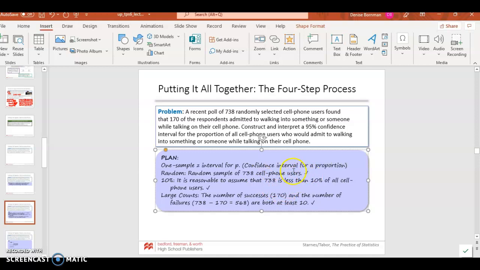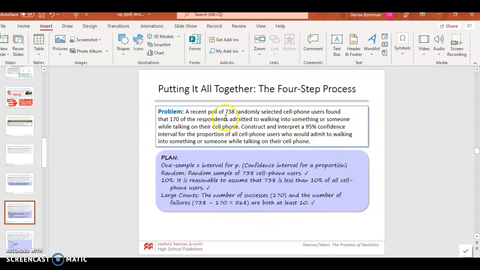We're making a confidence interval for a proportion. Technically, it is a 1 sample Z interval for a population proportion P. So my conditions here, random. Well, it was met because it says my sample was random. 738 randomly selected cell phone users. So check. We do have to write it out here in AP. 10%. It's reasonable to assume 738 is less than 10% of all cell phone users, for sure. So that's met. And then large counts, this is the NP times N1 minus P.